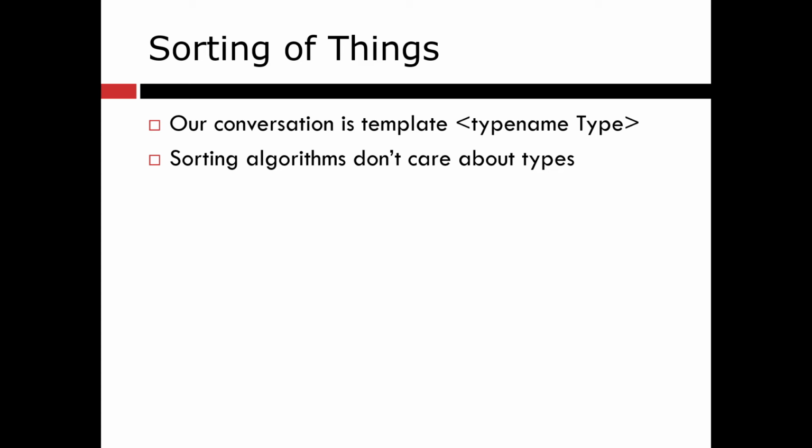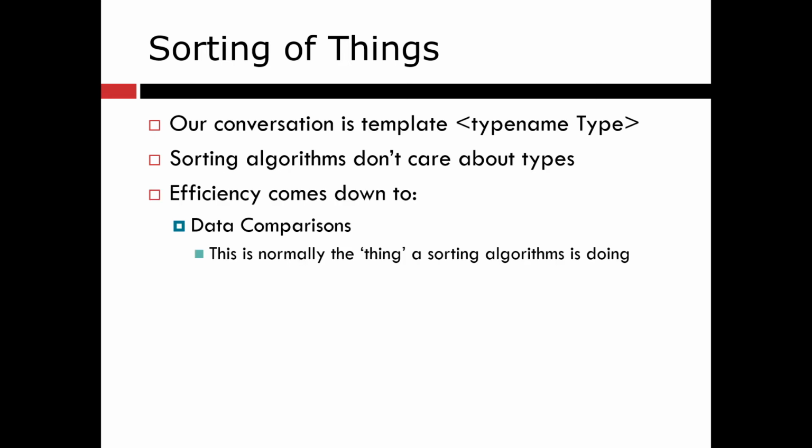But sorting algorithms don't care about types. All of our conversations throughout this week, as you've probably gotten used to with our container conversations, are about the algorithm, not about the type.